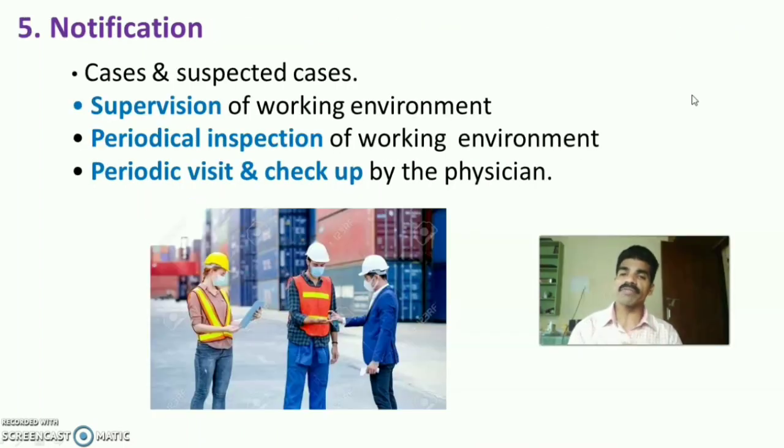The fifth one is notification. So notification of the cases and suspected cases in the industry or factory immediately, thus to prevent the spread of the infection in the industry or factory. So the cases and suspected cases, or people at risk and prone to get that particular problem, should be notified early.